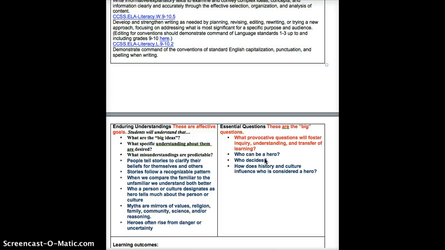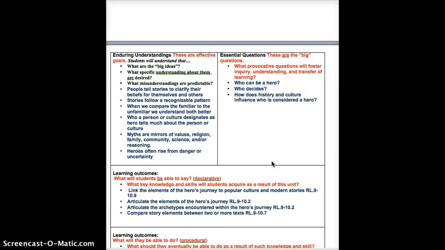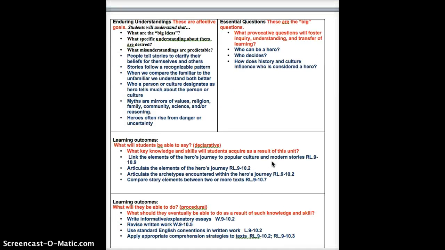So there's a lot of interplay here between the essential questions and enduring understandings. And that's purposeful on my part, because as they investigate, I want them to get these understandings through inquiry, through investigating these broader questions. And then my learning outcomes are in two pieces, as I noted on the blank template. First of all, what do I want my students to be able to say? What is the key knowledge and skills that students will acquire as a result of this unit? This is declarative knowledge, okay? But also, what will they be able to do? Okay, what will they eventually be able to do as a result of this knowledge and skill?